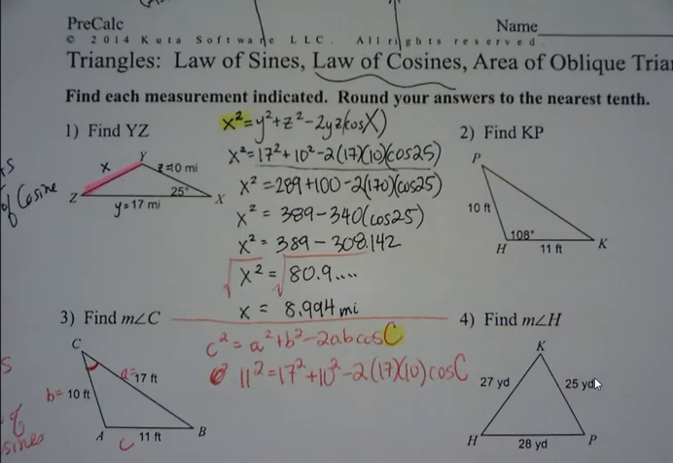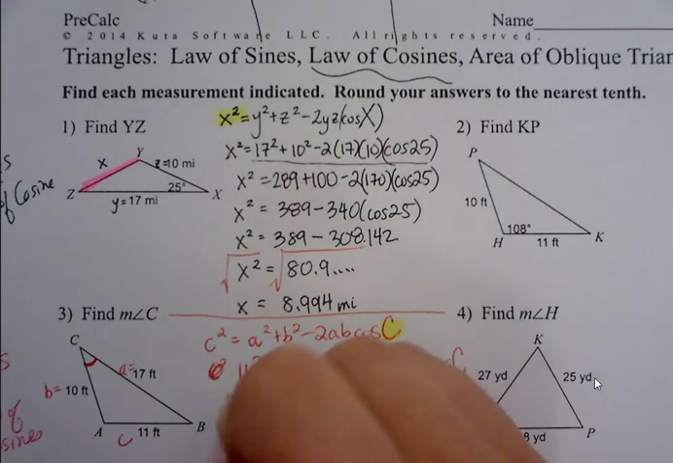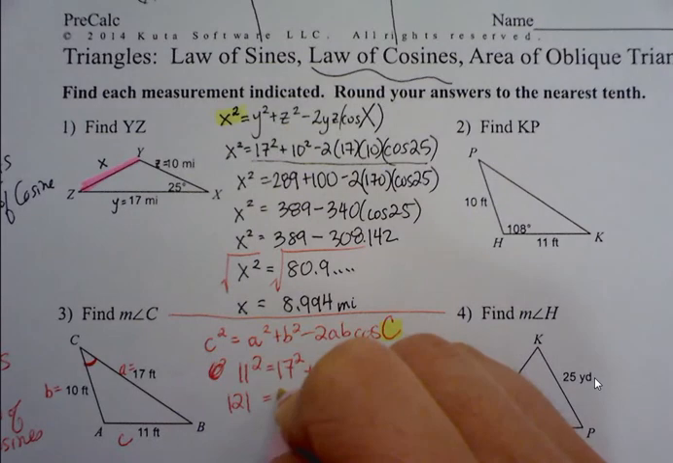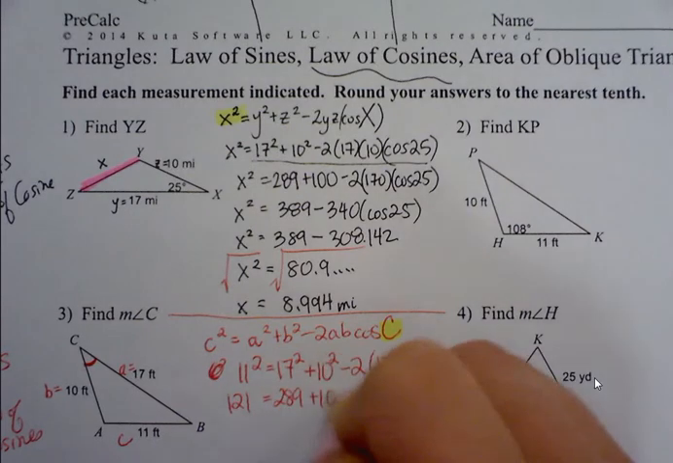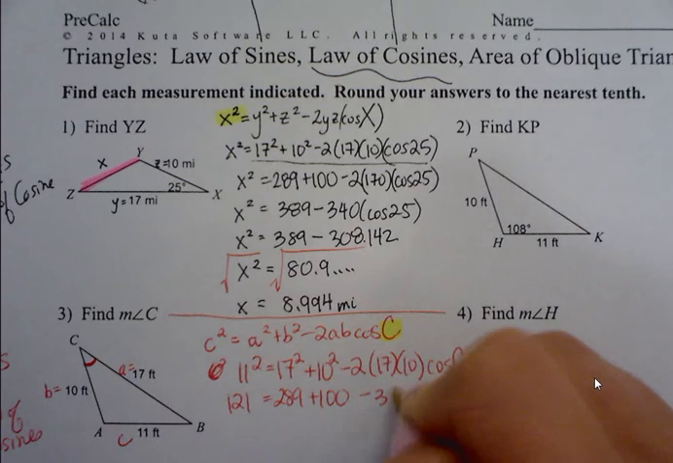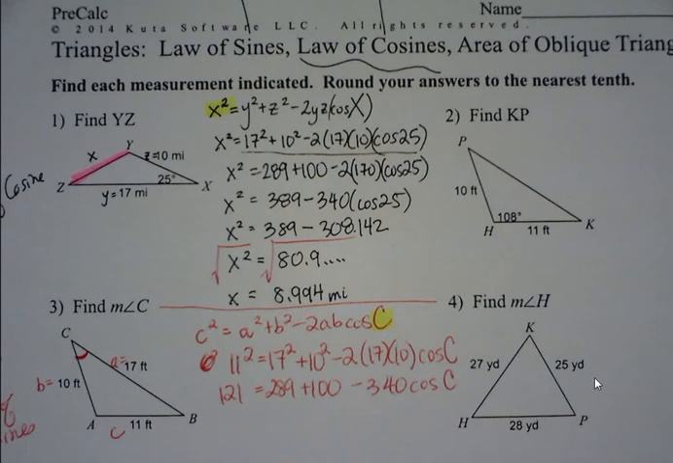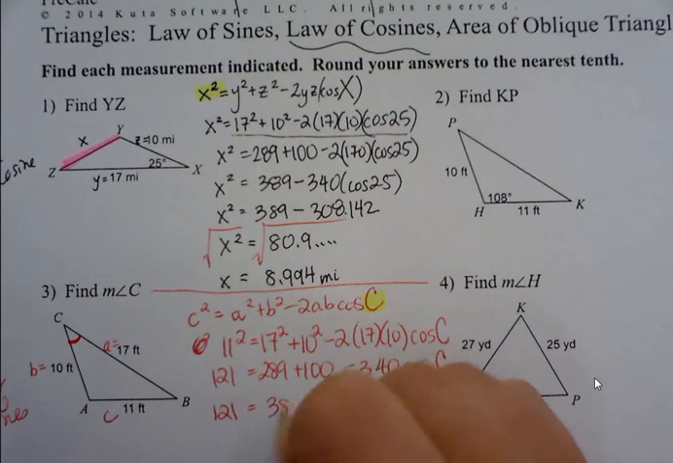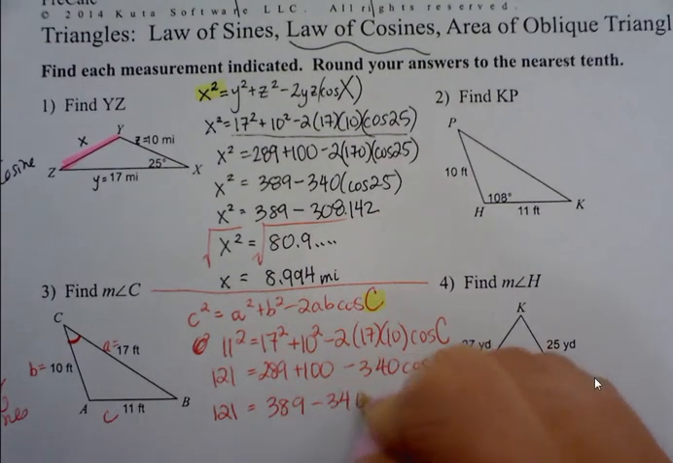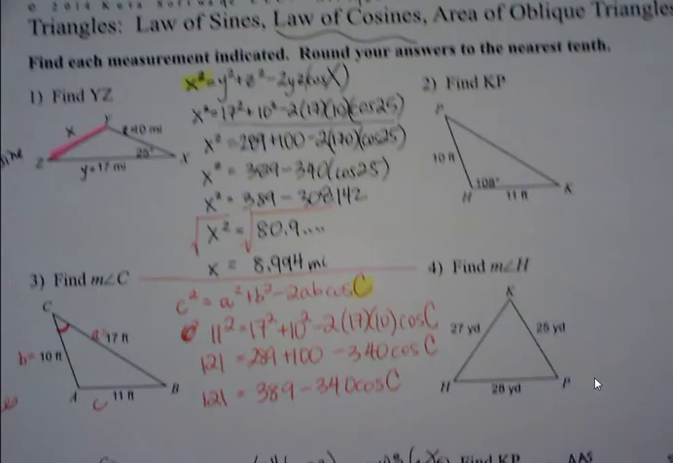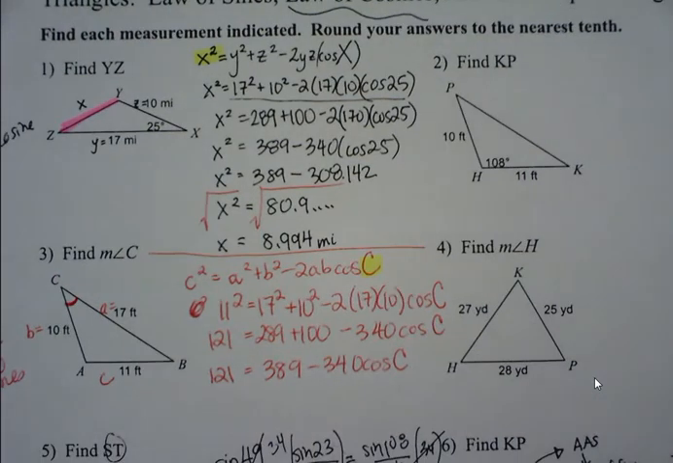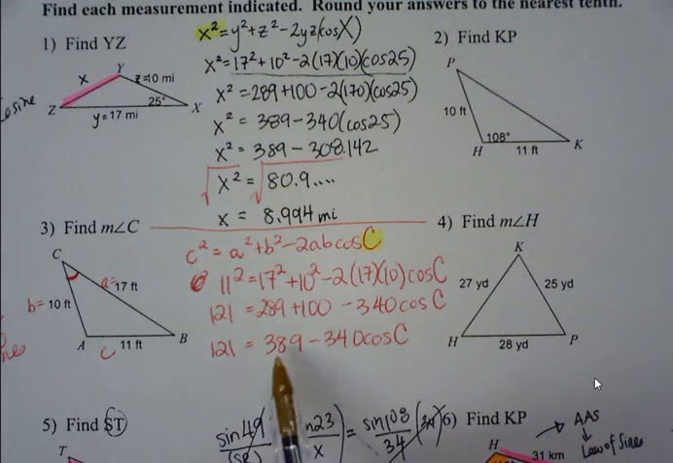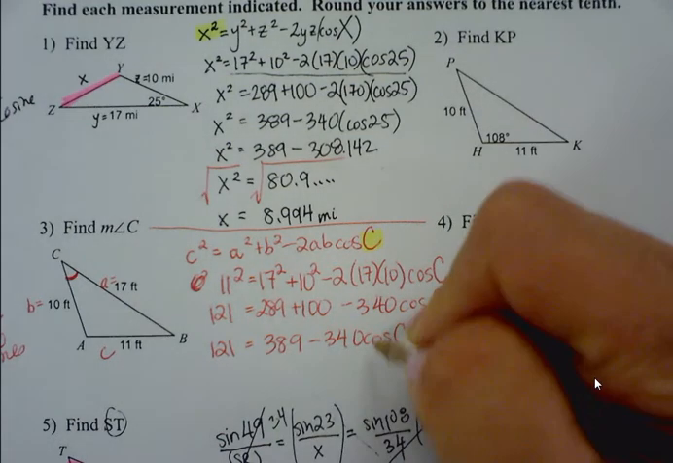So 11 squared is 121 equals 289 plus 100 minus 340 cosine C. It's very similar to before except for some major differences. Okay. Write what I wrote. I just simplified. 289 plus 100 is 389. 2 times 17 times 10 is 340. 11 squared is 121. Now you guys tell me, can I subtract 389 minus 340? No. Why not? Because there's a cosine C there.